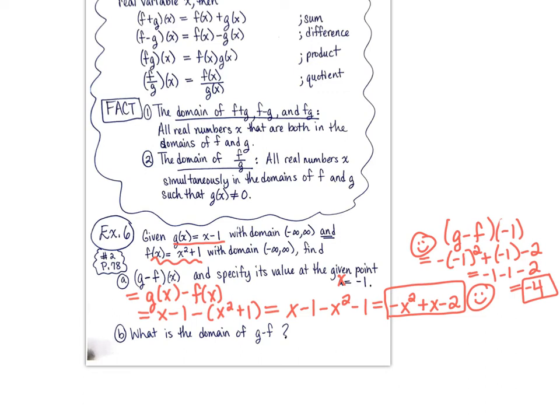That's it. And now part B says, what is the domain of g minus f? Well, we look back at our fact. It says that the domain of the sum or difference or product is all real numbers x that are both in the domains of f and g. Well, we know that the domain of x minus 1 is all real numbers. The domain of f of x is all real numbers. So that means that the domain of the difference, according to fact 1, is all real numbers as well. And in interval notation, that's what we write. Okay?